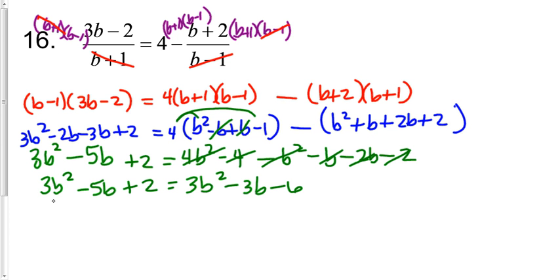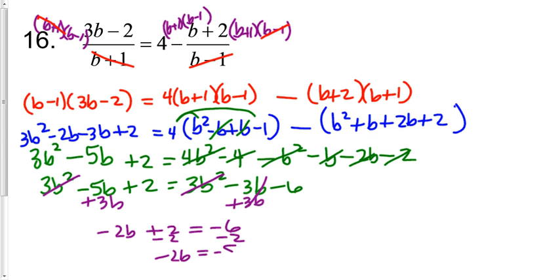So I notice that the 3b squareds will cancel each other out on each side, and I'm going to start by adding 3b to each side. Negative 5 plus 3 is negative 2b. So I have negative 2b plus 2 equals negative 6. Subtract 2 on each side. Negative 2b equals negative 8. Divide each side by negative 2 and we get b equals 4.